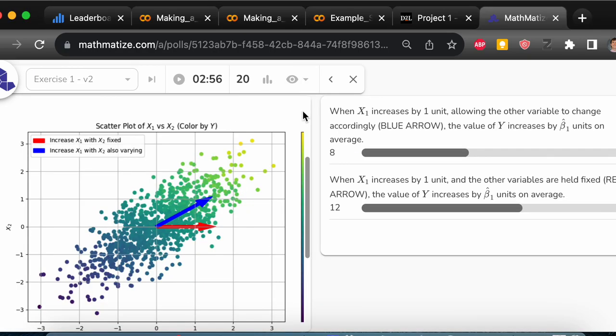What did people change to? 12 to 8. So people are more on the red arrow and less on the blue arrow. Does anybody want to tell me why they think either one is true? It's still pretty evenly split, 8 to 12. Anyone want to say why they think it's either one?